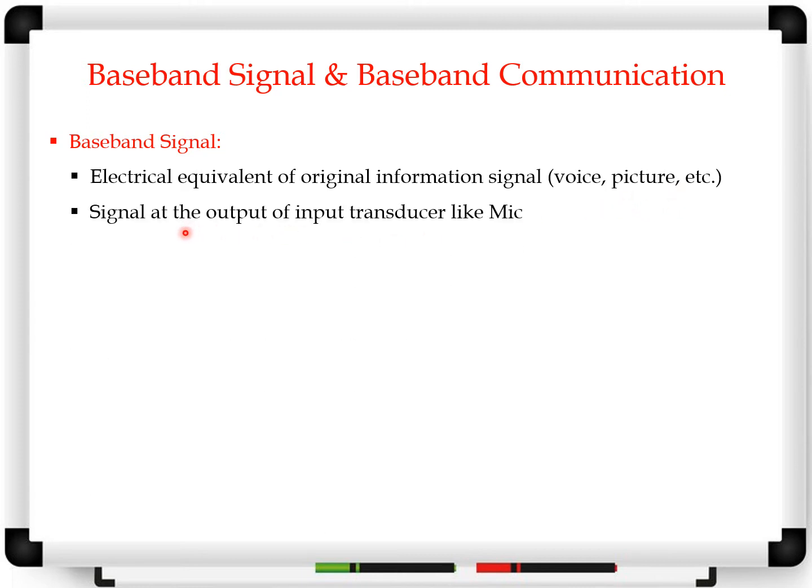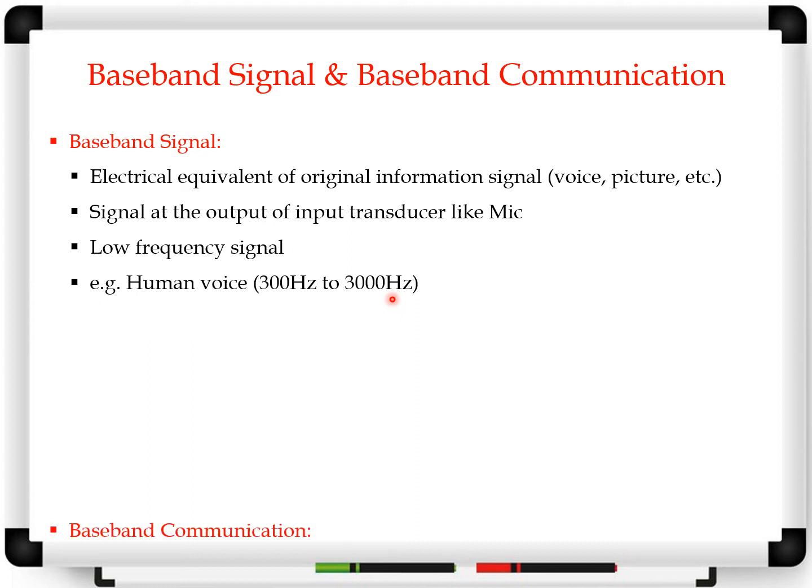So baseband signal is present at the output of input transducer of any communication system, like a microphone. When someone is speaking in a microphone, his voice will be converted into its electrical equivalent form, and that is called baseband signal. The baseband signal is a low frequency signal. For example, if you consider human voice, the range of human voice frequency is 300 Hz to nearly 3000 Hz. So its electrical equivalent baseband signal will have near about the same frequency range.